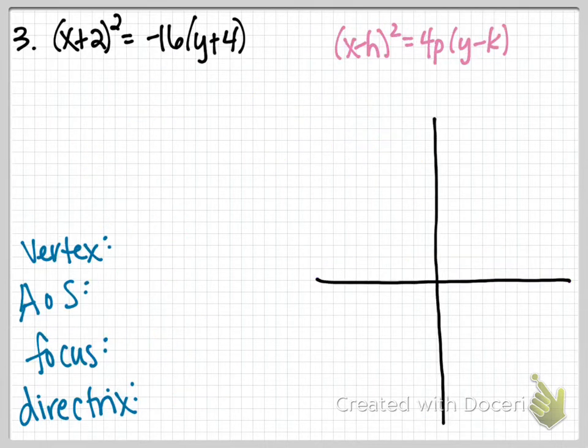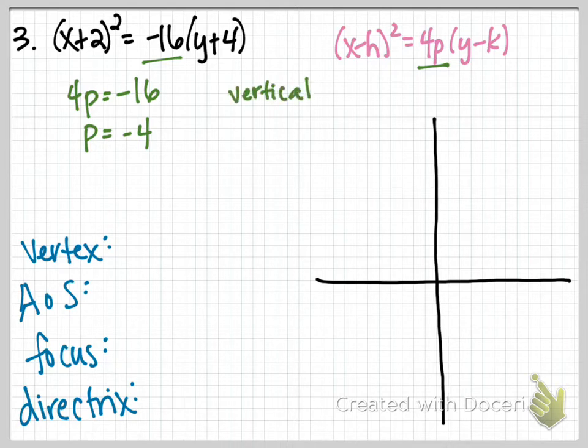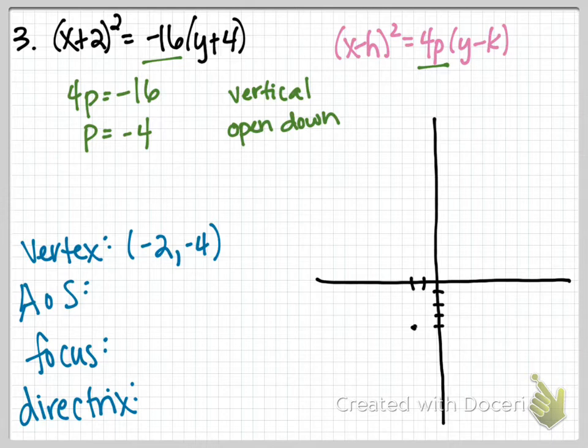Okay, just like on the other one, 4p equals -16. So that gives me p equals -4. Also, because my x is the squared variable, that tells me that this is a vertical parabola. Since p is negative, it's going to open down. So I'm going to find my vertex. My vertex is at the point -2, -4, and now I'm going to go ahead and draw that sketch. So -2, -4, there's my vertex. It opens down, so I'm going to go ahead and draw that.